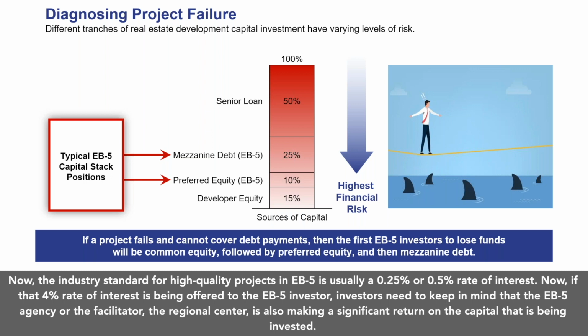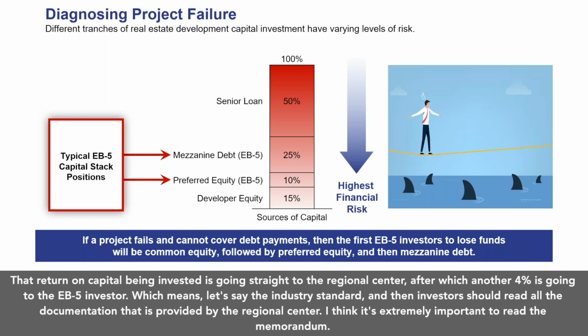Now, if that 4% rate of interest is being offered to the EB5 investor, investors need to keep in mind that the EB5 agency, or the facilitator, the regional center, is also making a significant return on the capital that is being invested. That return on capital is going straight to the regional center, after which another 4% is going to the EB5 investor.